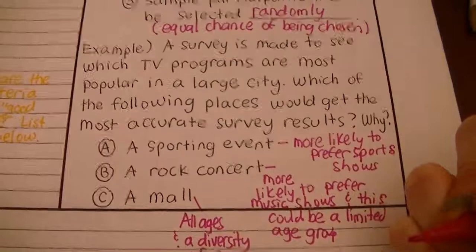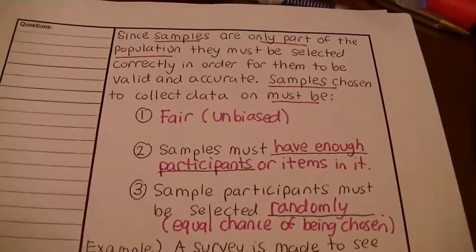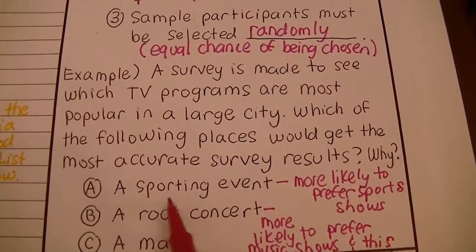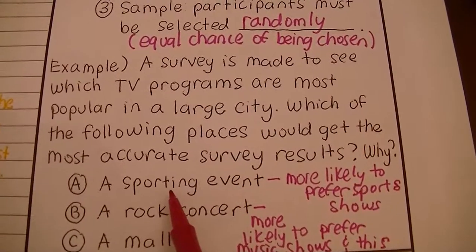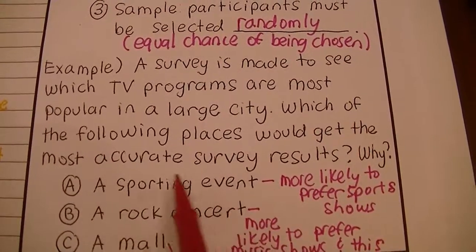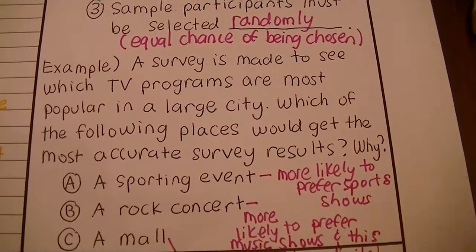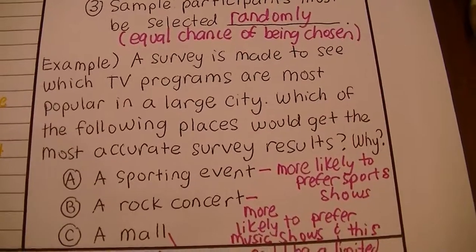Okay, so let's go back up here for that 3 criteria of a sample size. We want to be fair. Well, is this one fair right here? Is it unbiased? Well, it's not really fair because if you survey people from a sporting event, they're more likely to prefer sports shows. So they'd probably say, yeah, we just like to watch ESPN or something like that, okay?